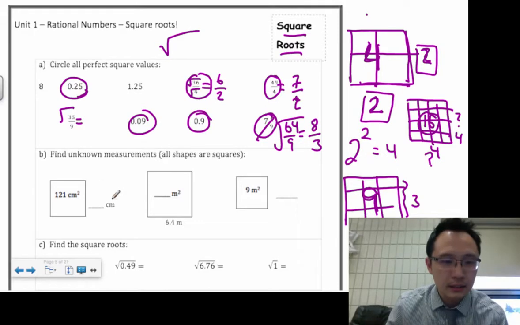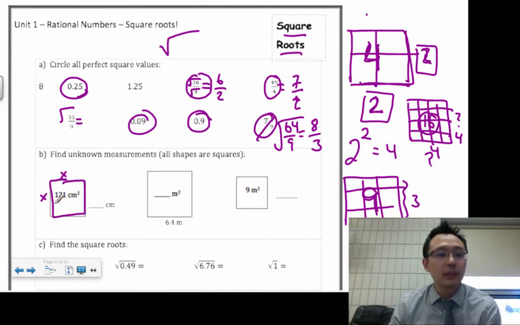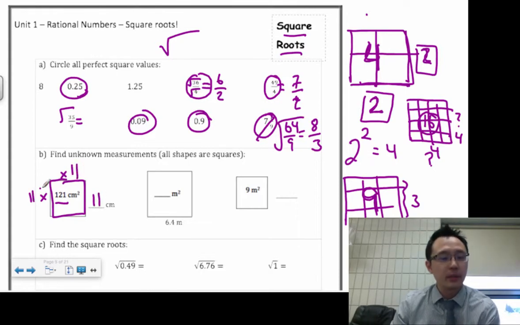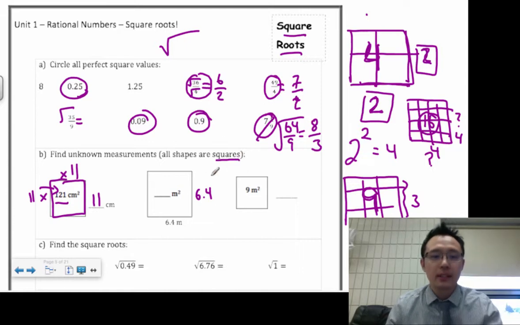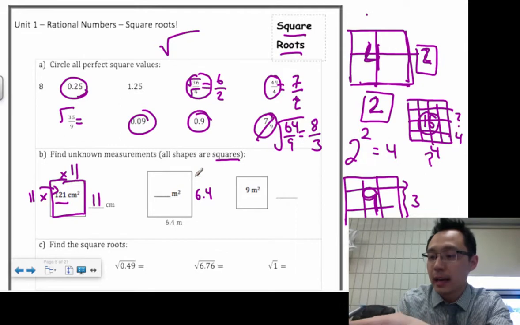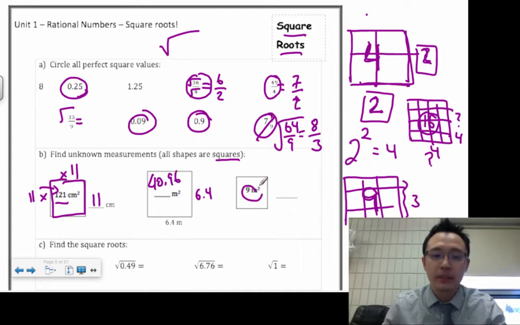Find unknown measurements. So you basically have to find the sides. Basically, you're finding the square root because all the shapes are squares. So the square root of 121 will give you 11, because 11 times 11 will give you 121. 6.4 is on this side. 6.4 has to be on this side because it's a square. So what's the area? When you go 6.4 times 6.4, it is 40.96. And for this one, you have the area, but you need to know the sides.